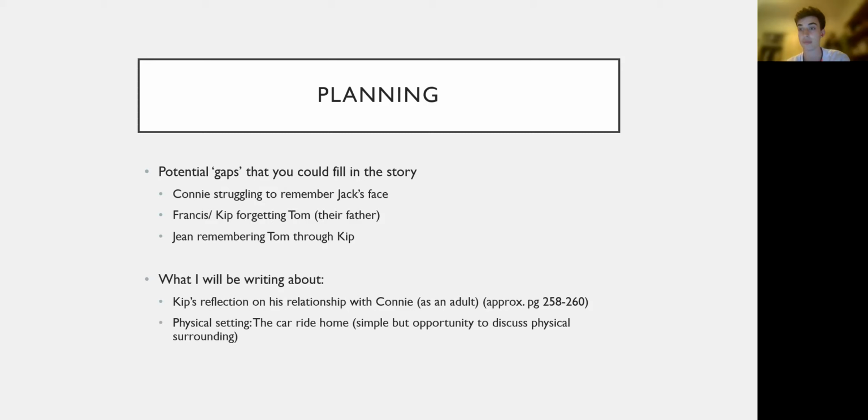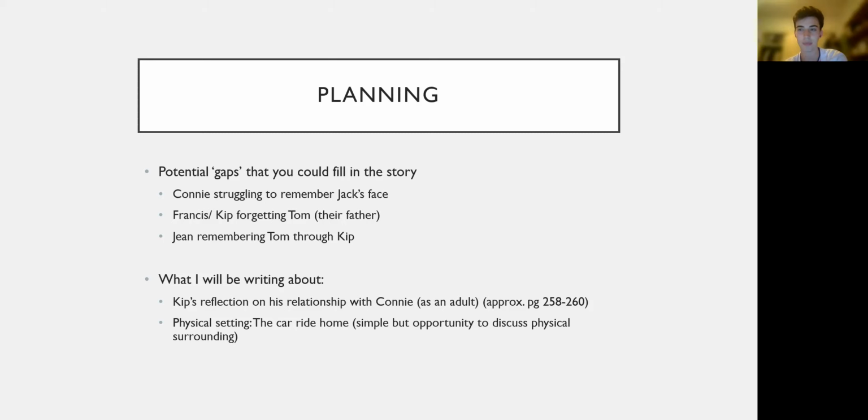Potentially, we could also look at Jean remembering Tom through Kip. So there's a part in her chapter where she says that as Kip sits at the table, he reminds her of her husband. So we could discuss that in more detail. But what I've actually gone with, my idea, is I'm going to talk about Kip's reflection on his relationship with Connie. So this will fit in somewhere in Alex's chapter around page 258, 260. At that point, Kip has received the photo of Connie and he's starting to think of it. And he says to Alex, "Thank you for giving my sister back."